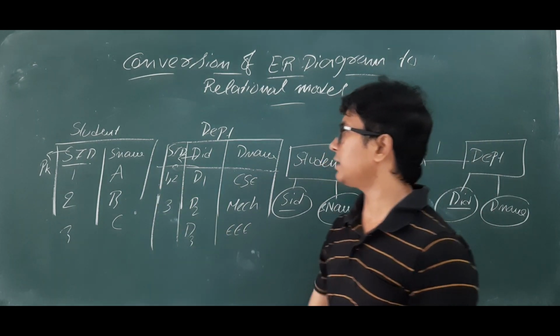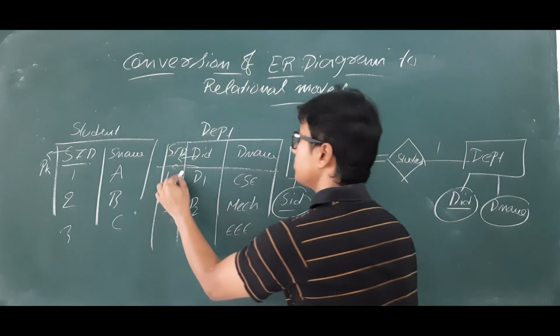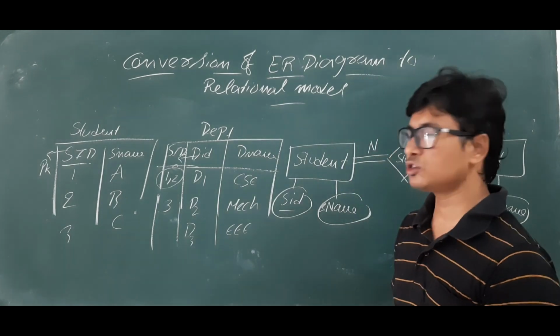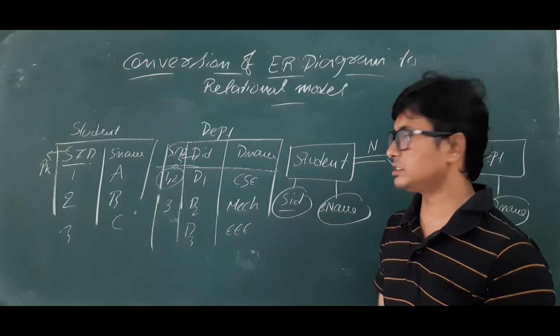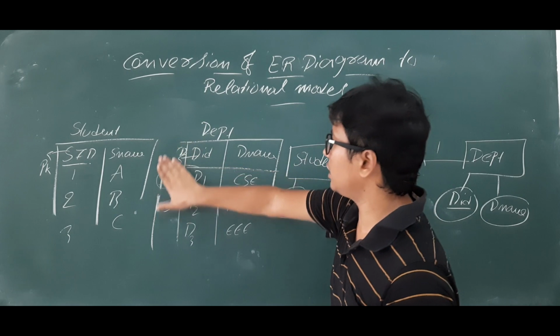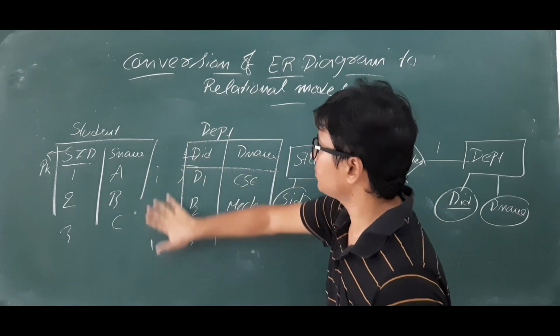That is what I have entered. But what is the problem here? It is becoming a multi-valued attribute. That is not allowed in any table. Is it clear? So we cannot go like this. What is the other way?